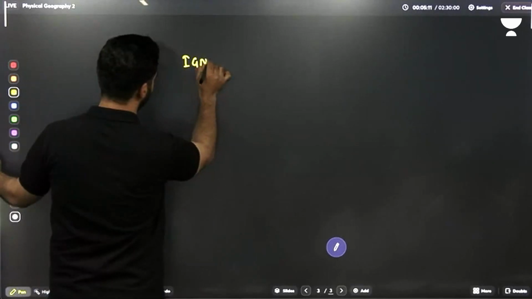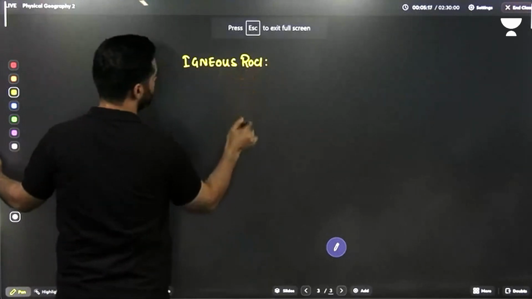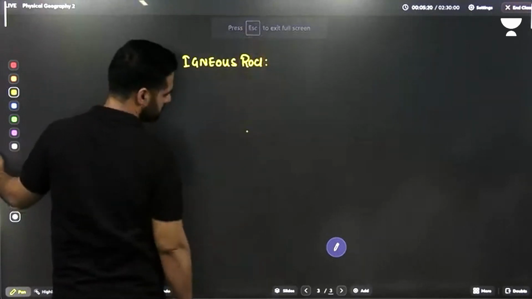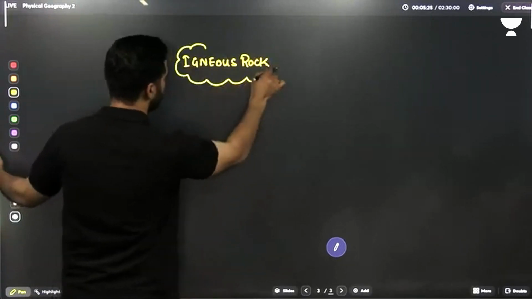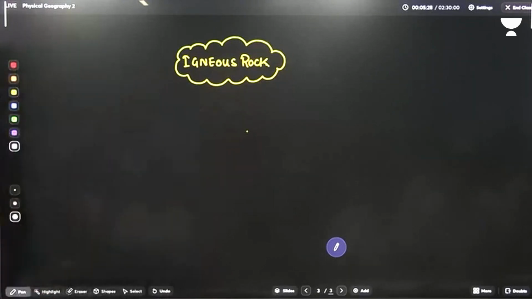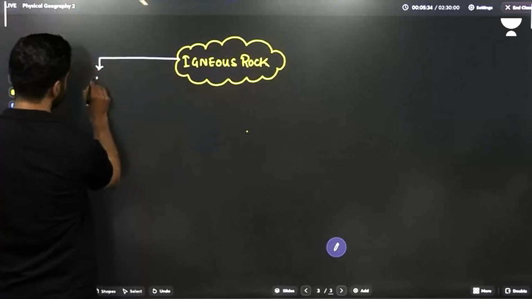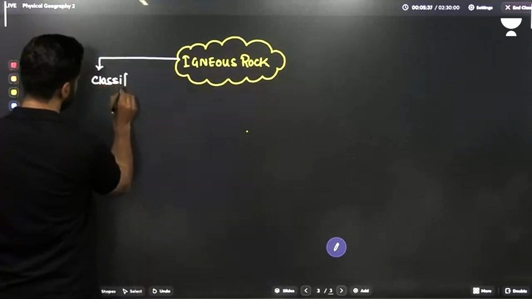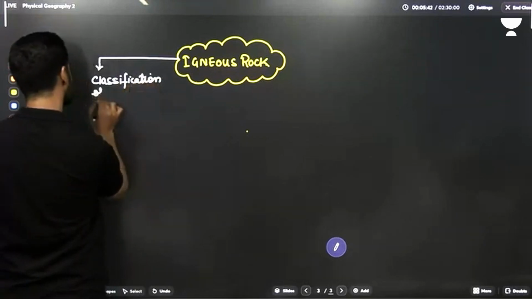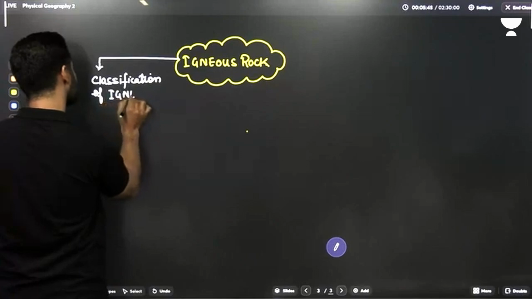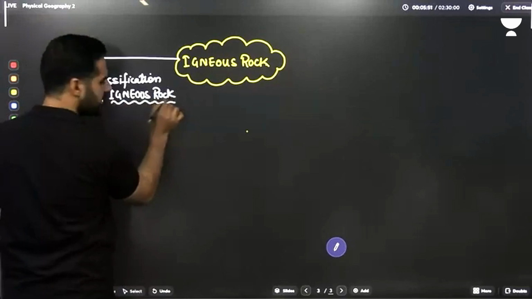Igneous rock again. What I told you yesterday, we're going to study here: classification of igneous rocks. I will just try to finish this rock topic today and tomorrow you will get the handouts there.